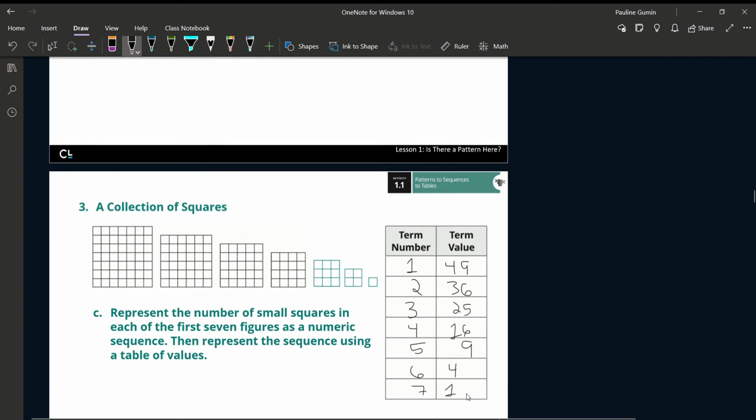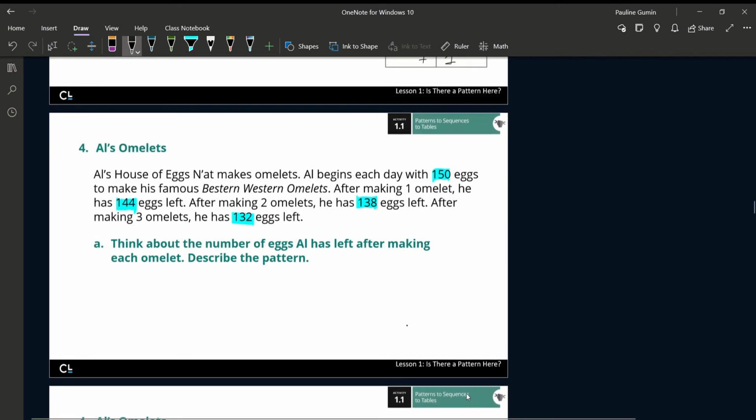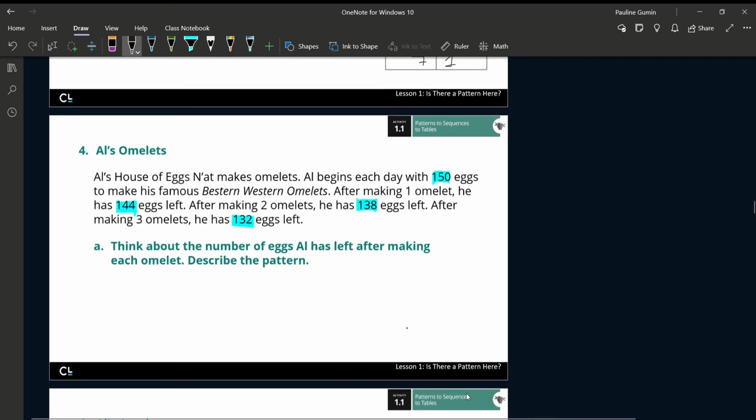Onwards we go. Ooh, Al's omelets, yum! Al is beginning each day with 150 eggs to make his famous Western omelets. After making 1 omelet, he has 144 eggs left. After 2, 138, and after 3, 132. So, what is the pattern? Hopefully you can see that the pattern is we decrease by 6 eggs each time.